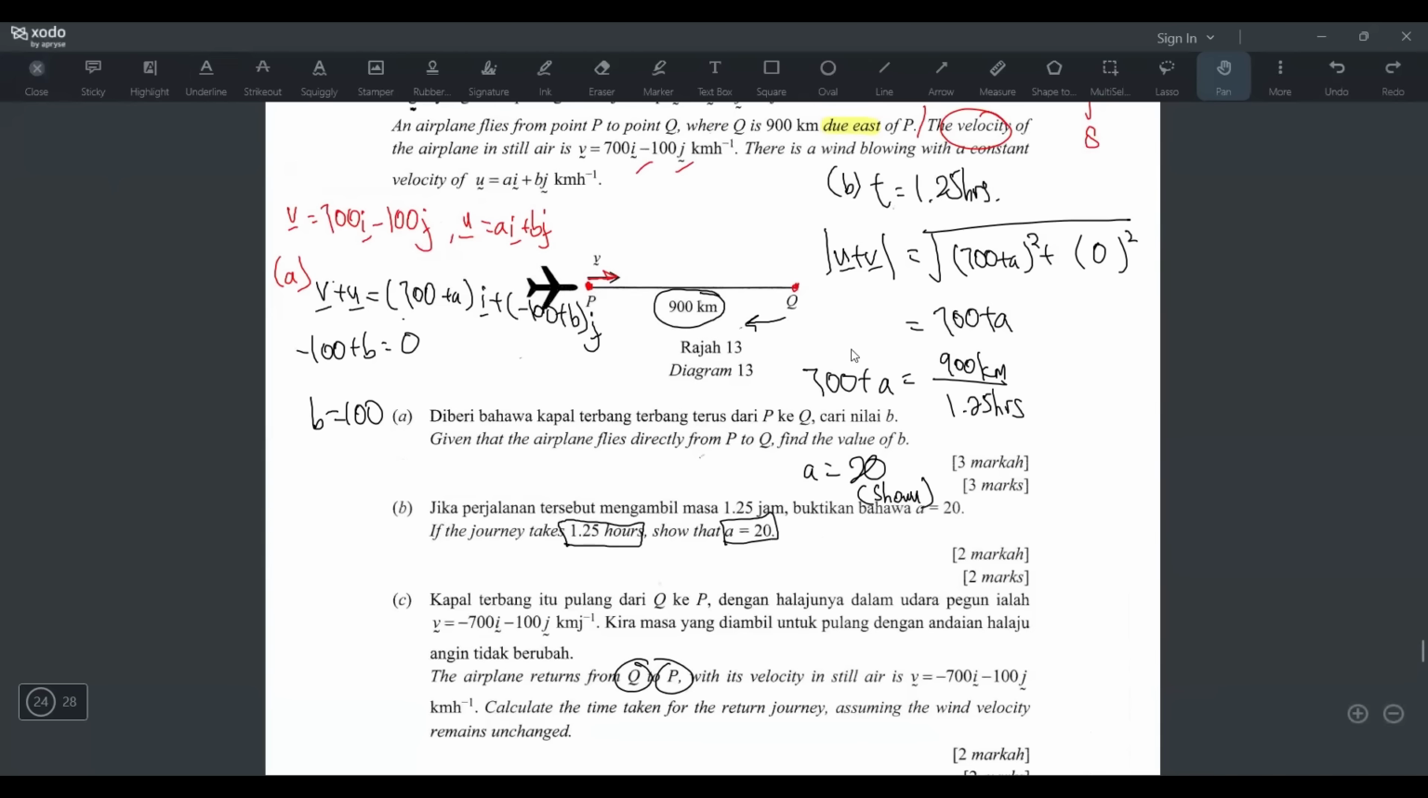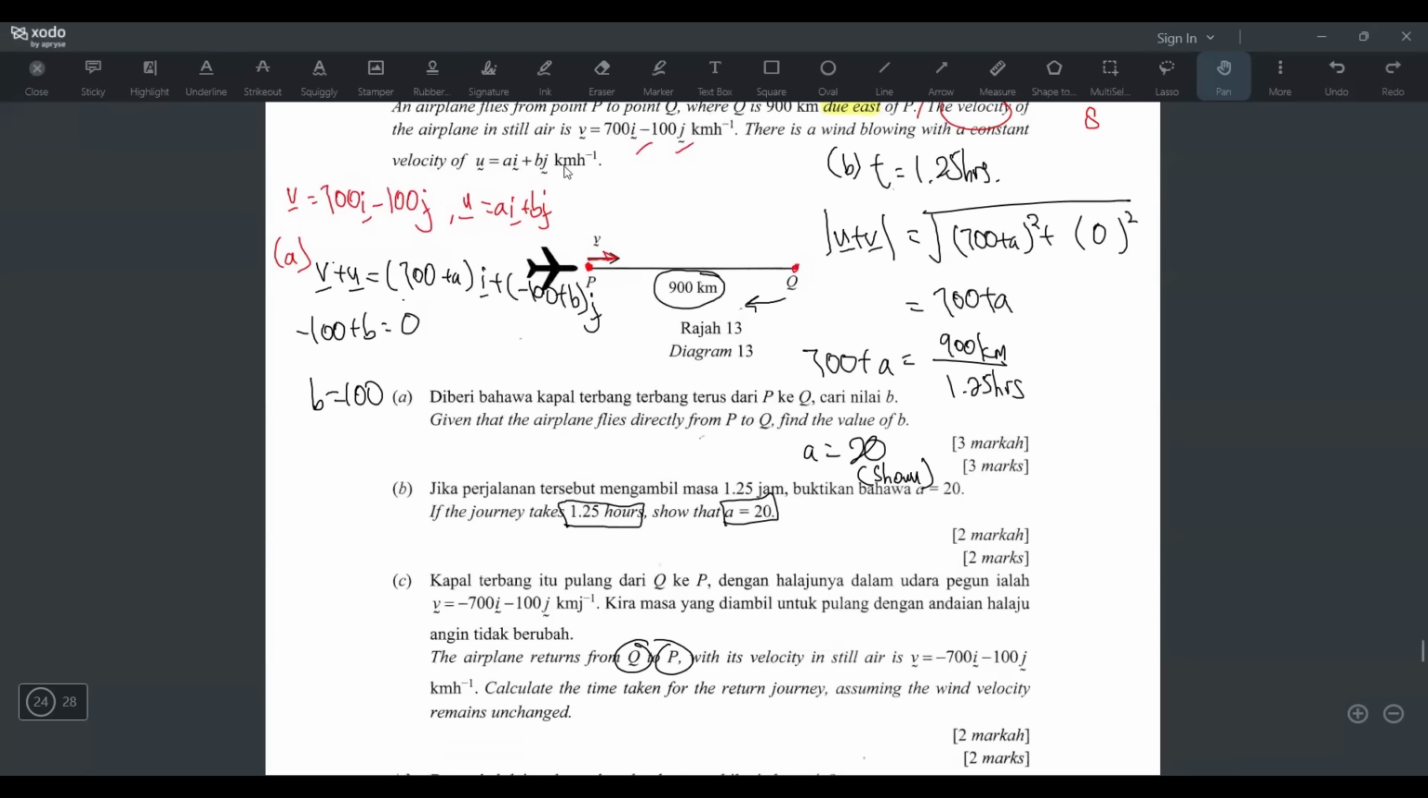But now it's going back, so it's different already. Negative 700I minus 100J. Calculate the time taken for the return journey, assuming the wind velocity remains unchanged. If the wind velocity remains unchanged, what will be the new speed? It will be the new V plus the wind velocity, which is u.